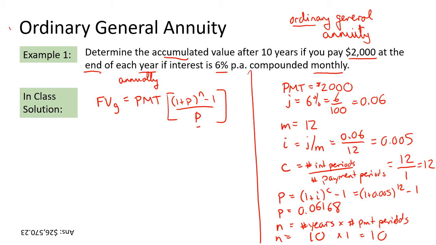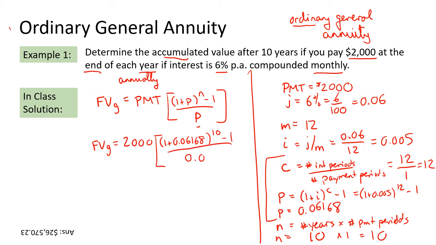What you'll notice here is I've done 2 steps that weren't done in an ordinary simple annuity. The first item, C, was that ratio. And the second item was P, which is finding that equivalent rate of interest, given that the compounding period frequency and how often you make payments, your payment period frequency, are different. So substituting these in, our future value is equal to our payments, $2,000, times 1 plus 0.06168 to the exponent 10 minus 1, divided by 0.06168.